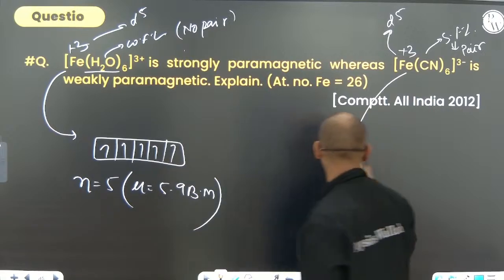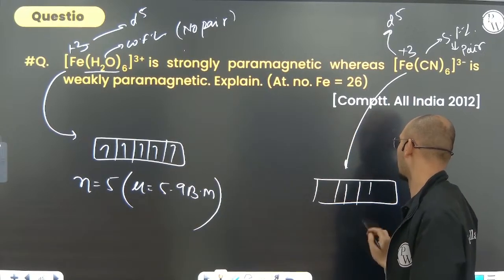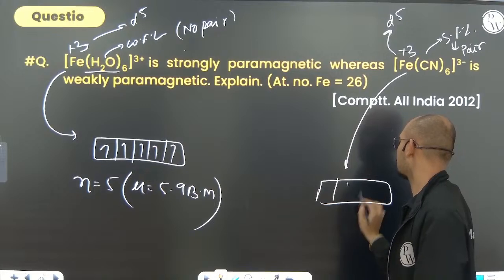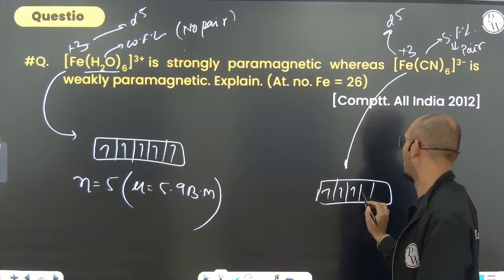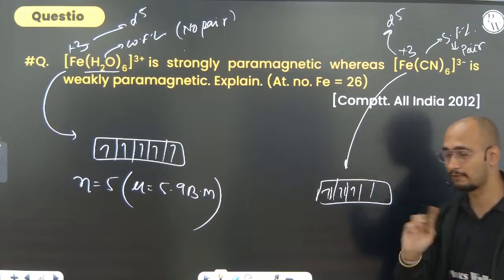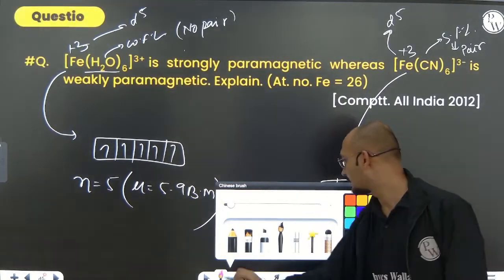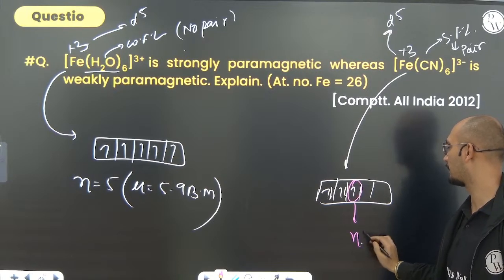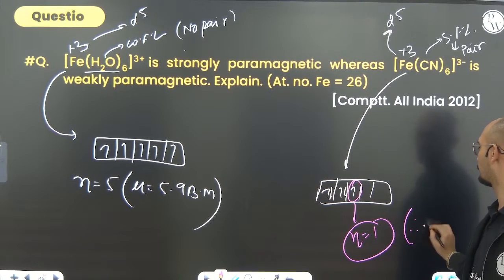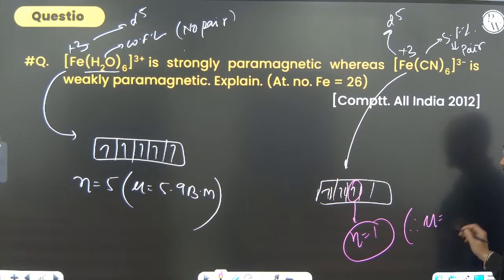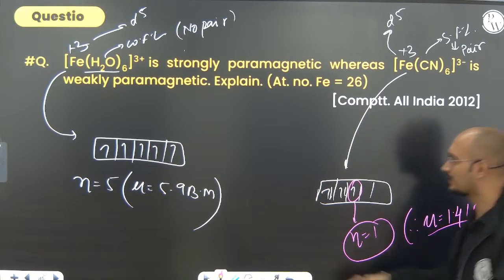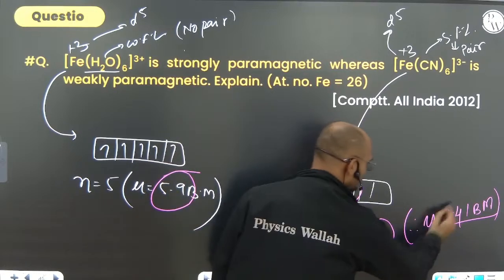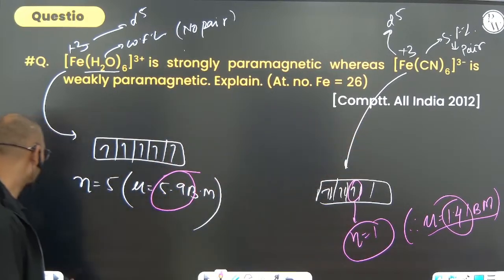What about that? It is pairing. It is going to be paired up. 1 2 3. After the third electron you have to pair up. Never ever pair up before 3. So first of all 1 2 3 and then pair up. So how many? You can see that only 1 is unpaired. Number of unpaired electrons equals 1. So therefore mu equals root of n(n+2), that is root of 3, so 1.73 Bohr magneton. Can you see? I hope you all can see that here mu is very high, while here mu is very less. So explanation, I hope you all could see.